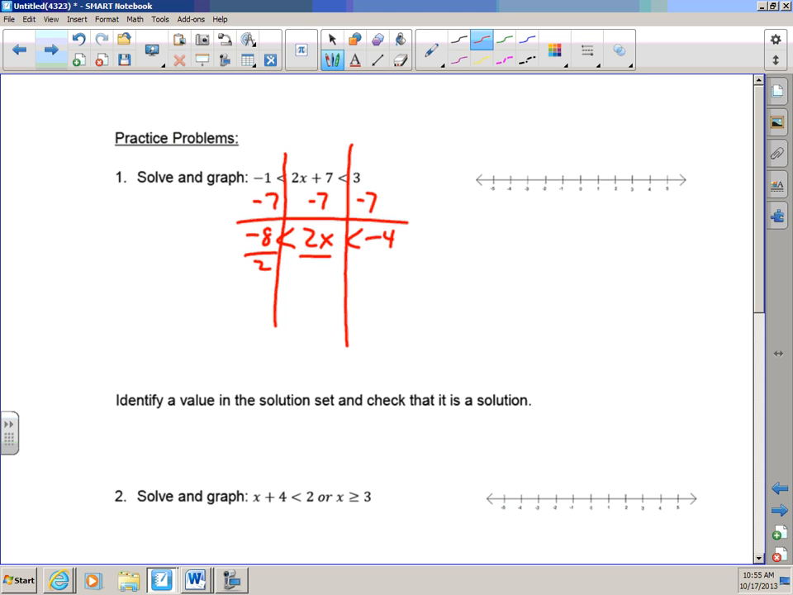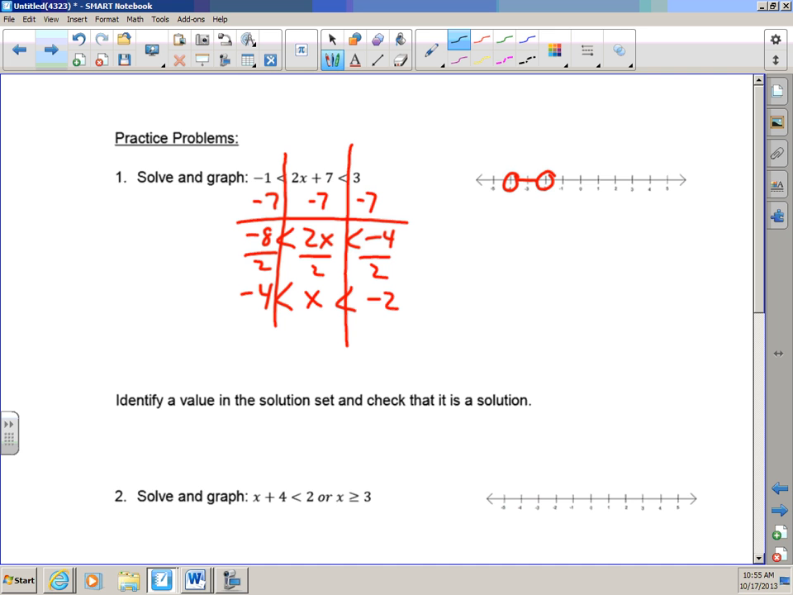Divide each by 2. And so I read this as x is greater than negative 4 and less than negative 2. I go to my number line, and there is my graph. What is a value in the solution set?